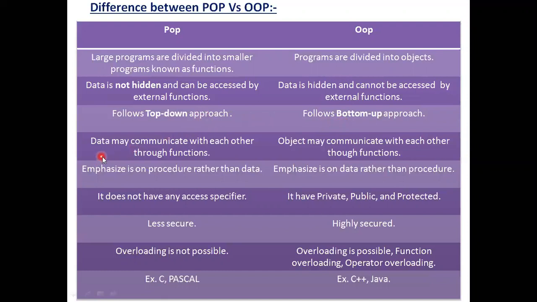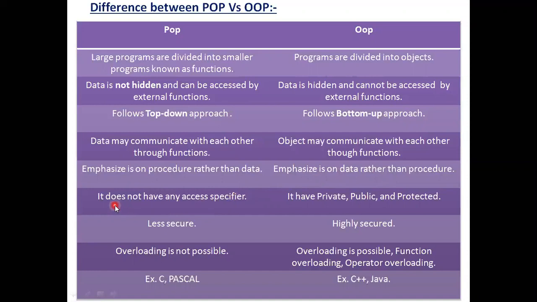And the fourth point, data may communicate with each other through functions. But in object-oriented, objects may communicate with each other through functions. It emphasizes procedure rather than data, but in object-oriented, emphasis is on data rather than procedure.